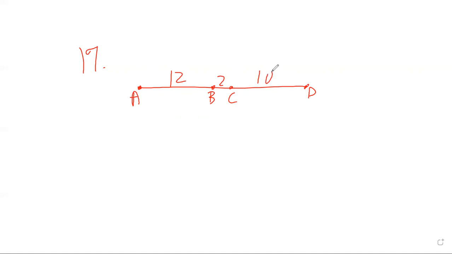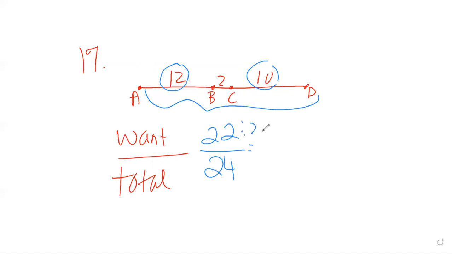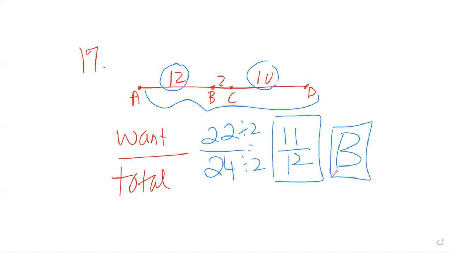It says, what is the probability the point is not on BC? Well, probability is what you want over total. So what do we want? We want the length that is not BC. Well, that would mean we're looking at 12 and 10. So that would be a total of 10 plus 12, 22. Over the total, well, what's the total distance? That means you need to add in the 2 as well. So we have 24. Now let's reduce this, divide both top and bottom by 2. You get 11 over 12. If you look down there, 11 over 12 is an answer. It is B. All right, let's go to 18.